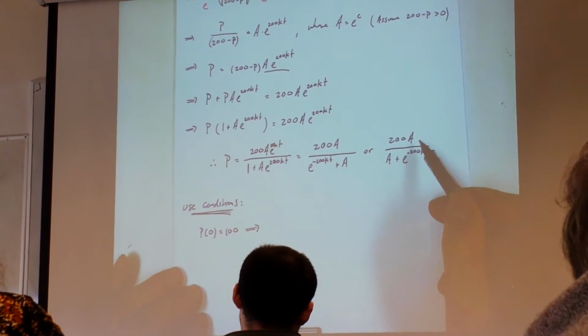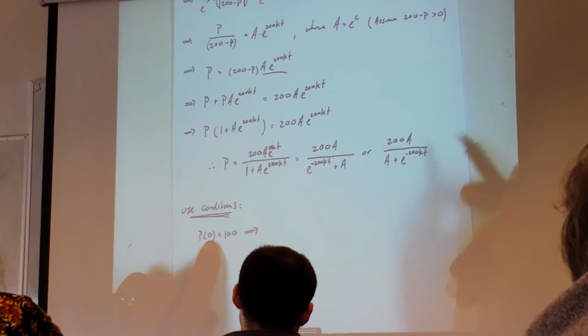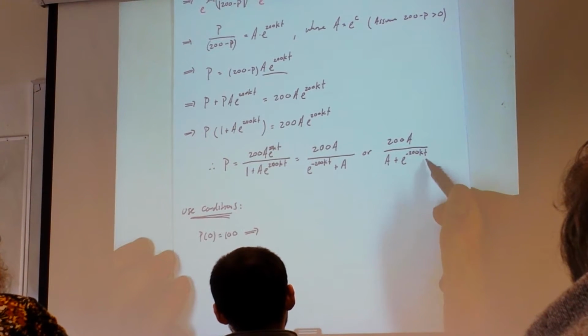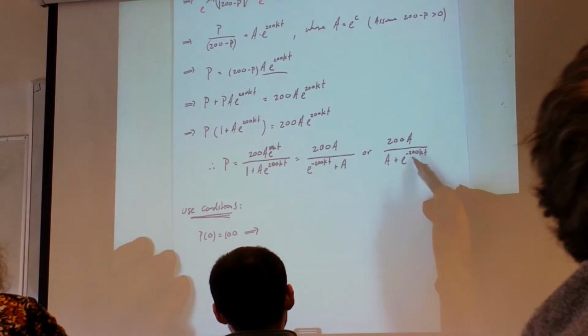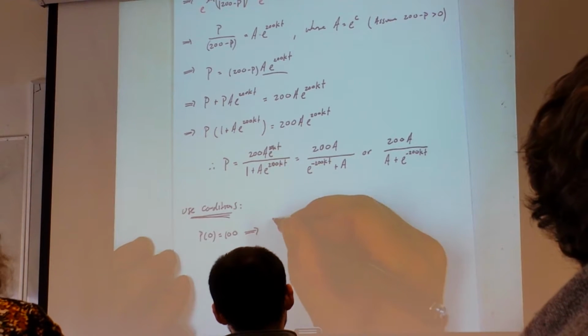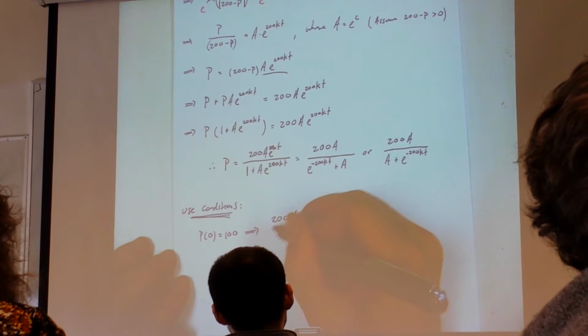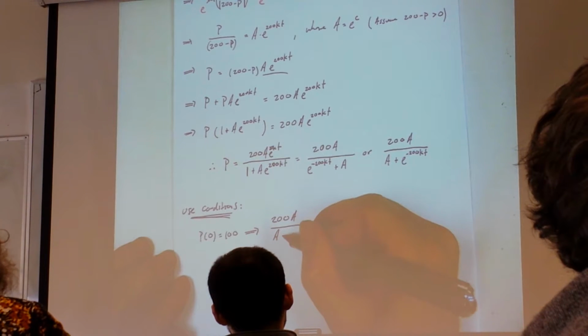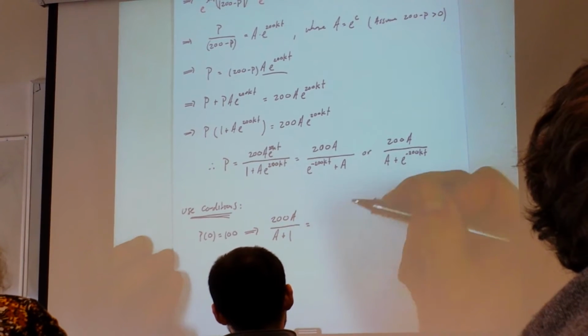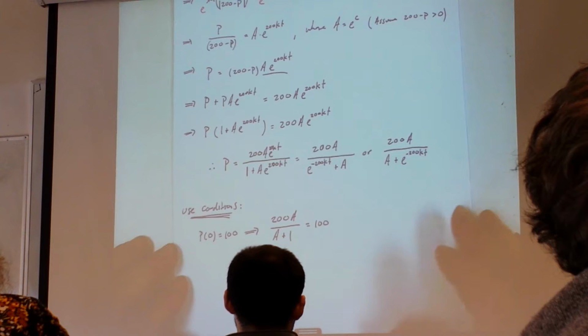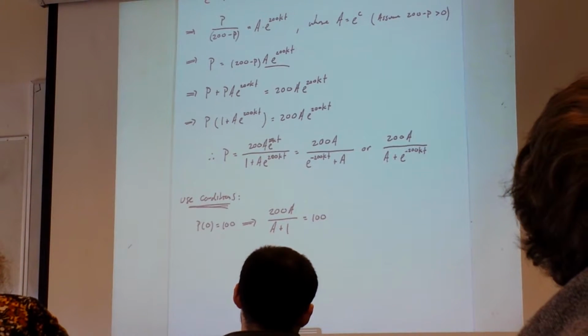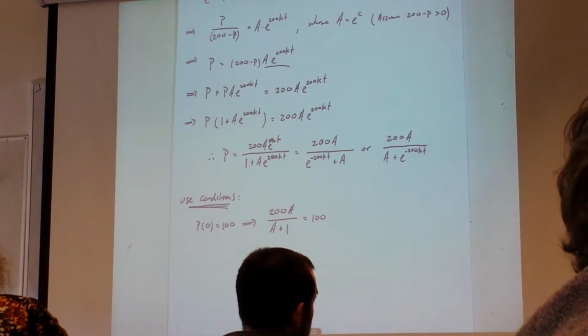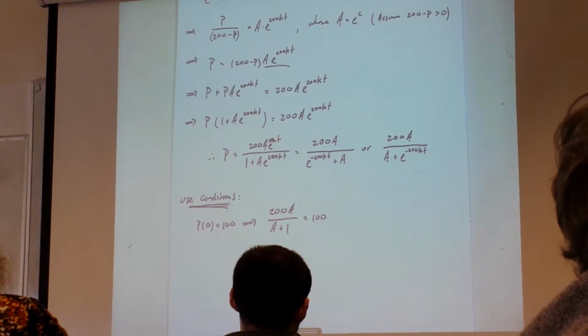So putting in 0 for t here, what do we get? e to the 0, careful. That's 1. I'd have 200a over a plus 1 equals 100. Okay? Now that's an equation that you could solve in your calculator. That's fine. It's just a piece of this larger problem.